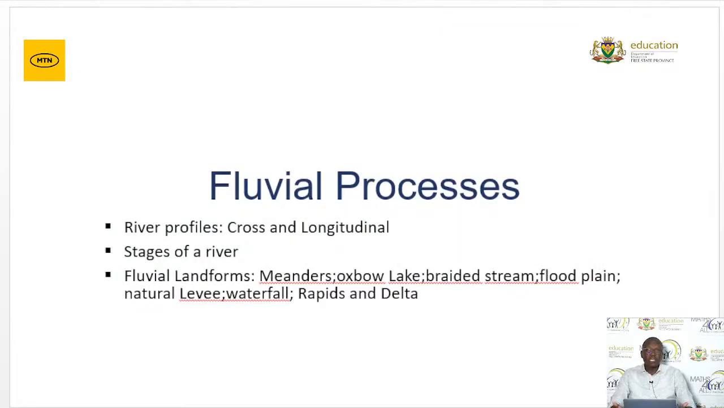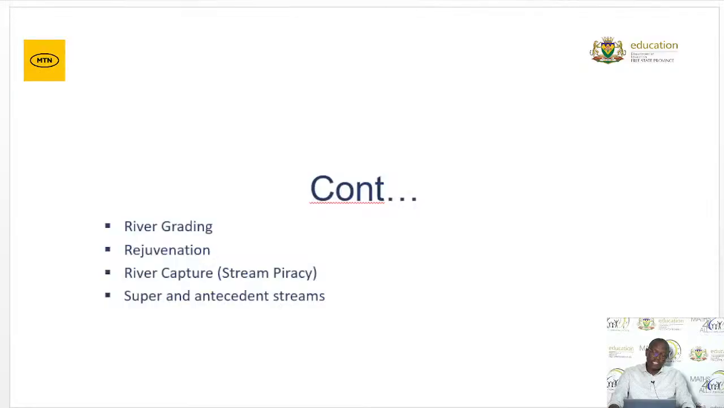So these are very important fluvial landforms, especially as they are formed at the lower course of the profile of the river. And then river grading. In terms of river grading, we're having graded and ungraded profile. One must be able to explain why this river is graded and why this river is ungraded. And then also, one must be able to explain the process that must take place before a river can be graded or ungraded. So those processes, one must be able to explain that.